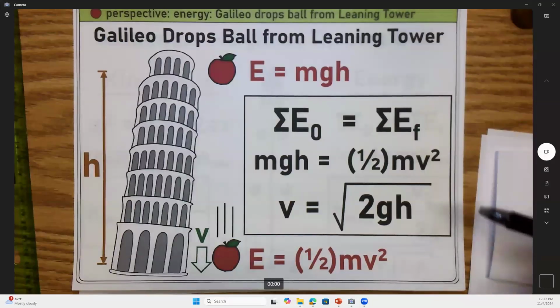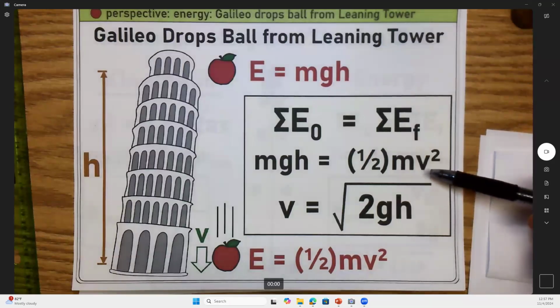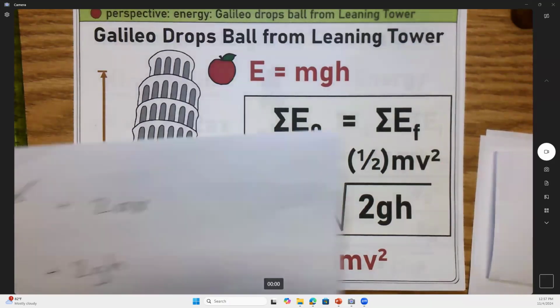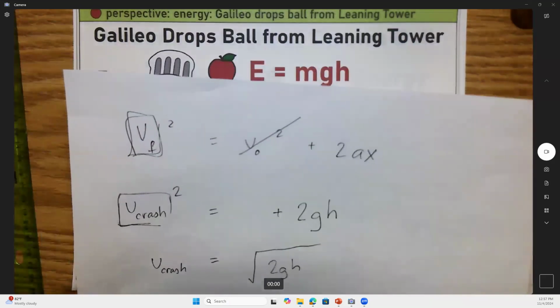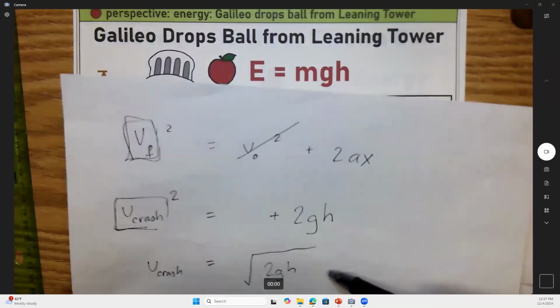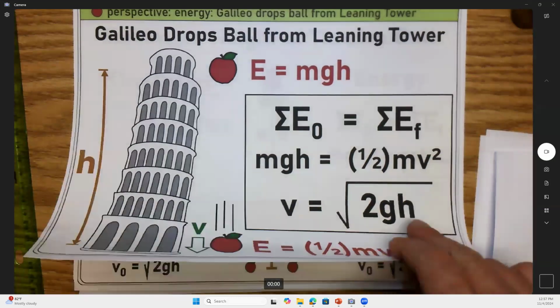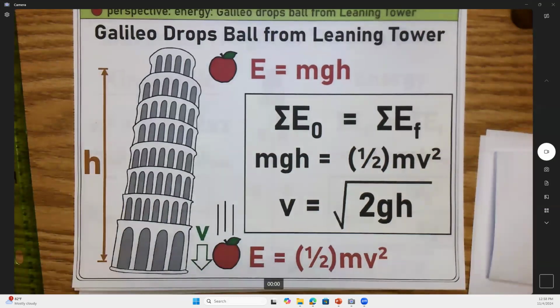Okay, and then if you solve for this v, what do you get? Square root 2gh. Hey, that's the same thing we got before. That's this one right here, square root 2gh. Look at that, it's the same thing. Right, you guys good? All good there. All right, guys ready for next one?